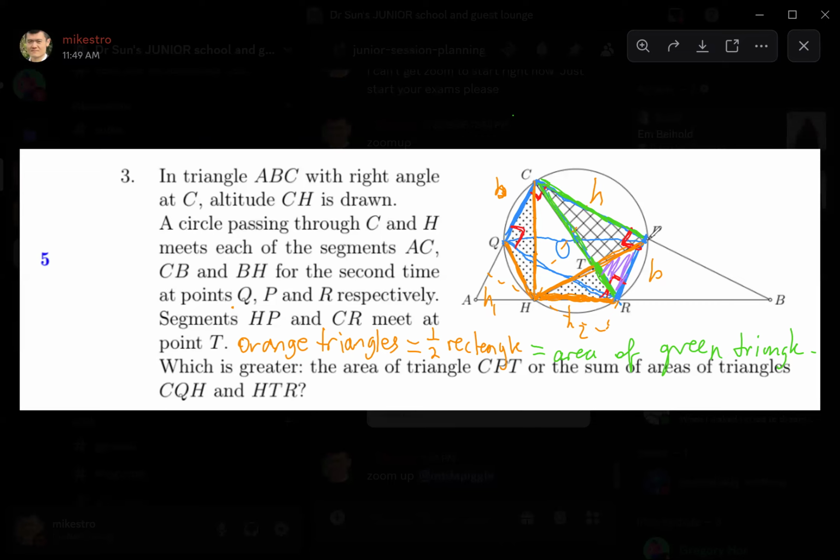The question's a trick question. So the orange triangle is equal to the green triangle, right? But the green triangle with the purple bit cut out is also equal to the orange triangles with the purple bit cut out. And the orange triangles with the purple bit cut out is exactly the area that we were asked to compare. You see? It's a trick question, guys. And so therefore, the areas are always the same.